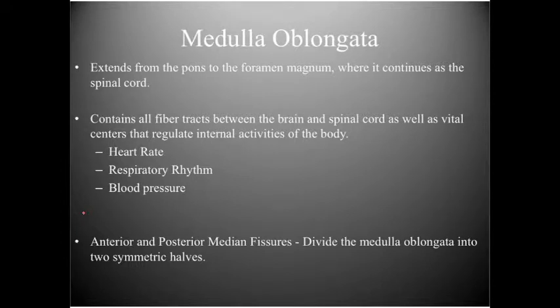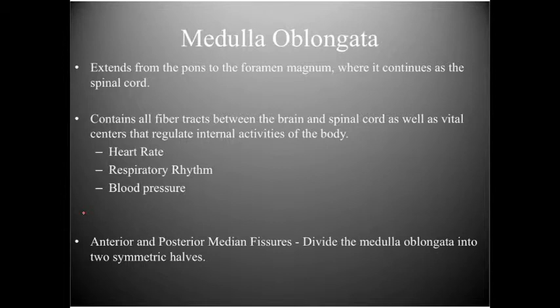The medulla oblongata extends from the pons to the foramen magnum, where it continues as the spinal cord. It contains all fiber tracts between the brain and the spinal cord, as well as the vital centers that regulate internal activities of the body, such as heart rate, respiratory rhythm, and blood pressure.